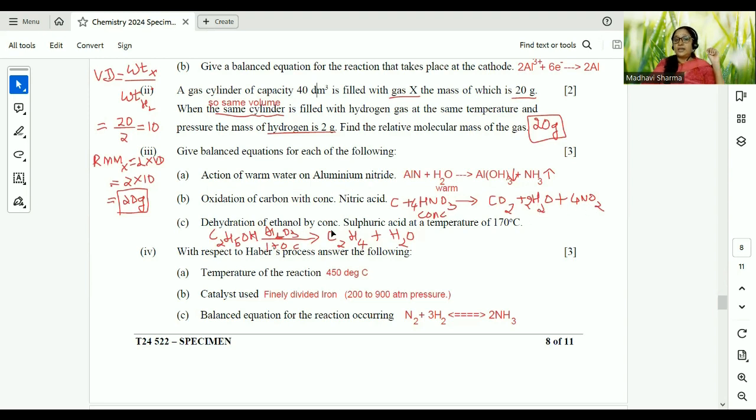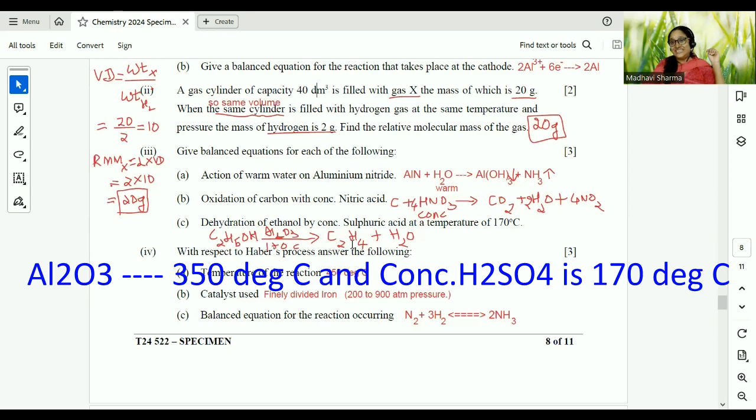Dehydration of ethanol by concentrated sulfuric acid at a temperature of 170 degrees Celsius. This is lab preparation of ethene.